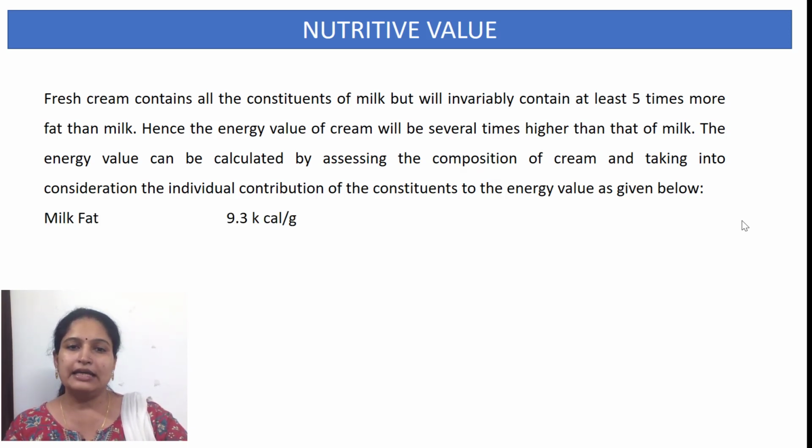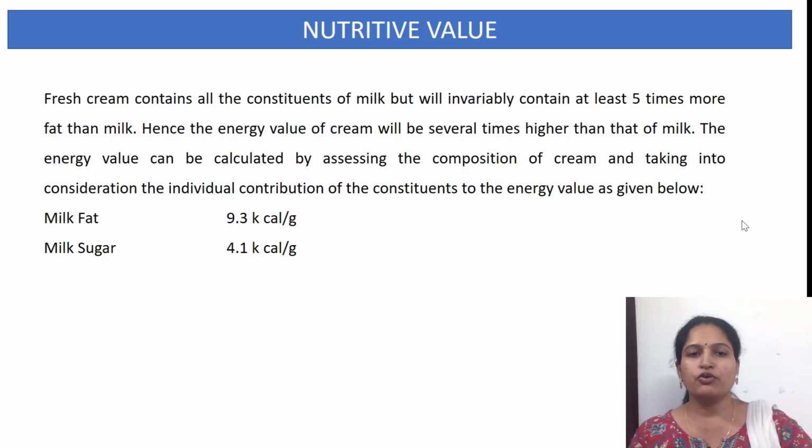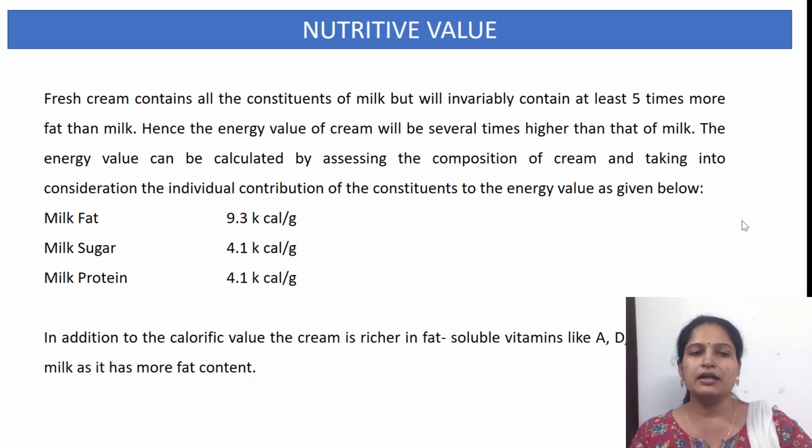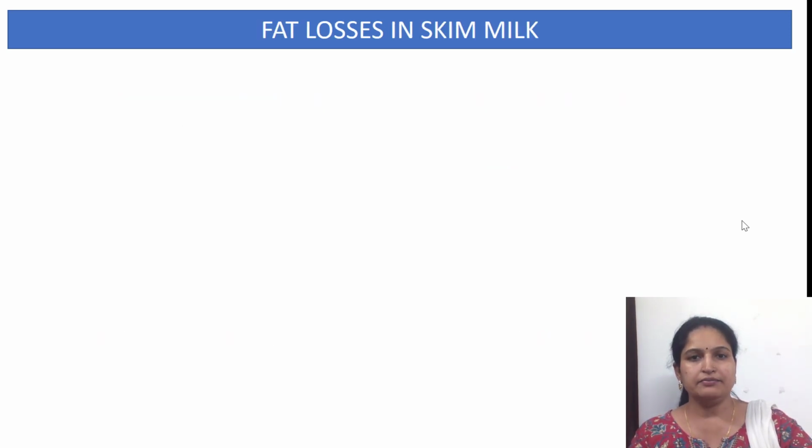Milk fat yields 9.3 kilocalories per gram, milk sugar gives you 4.1 kilocalories per gram, and milk protein gives you 4.1 kilocalories per gram. So in addition to the calorific value, the cream is richer in fat soluble vitamins like vitamin A, D, E and K than milk, as it has more fat content.